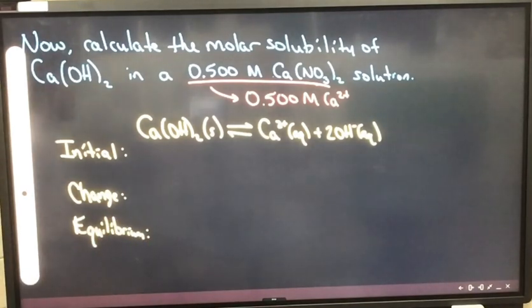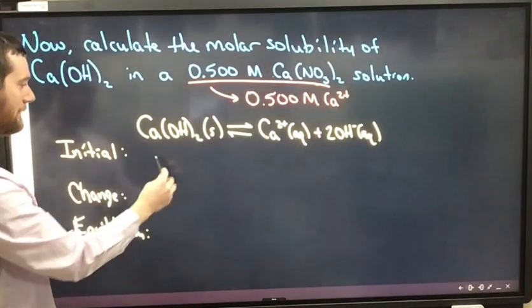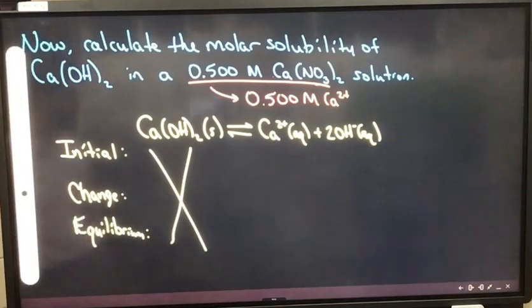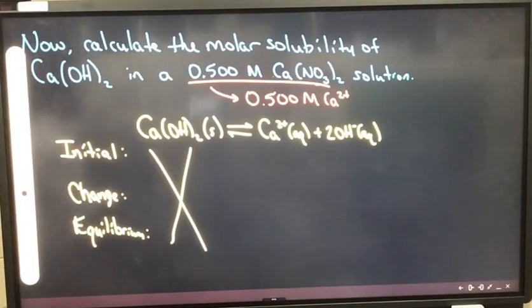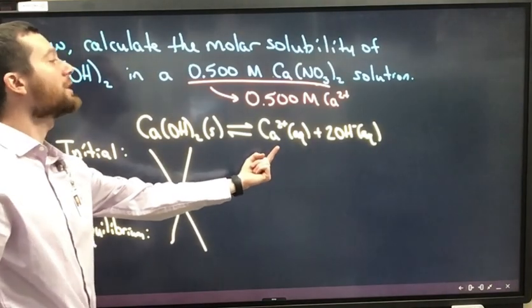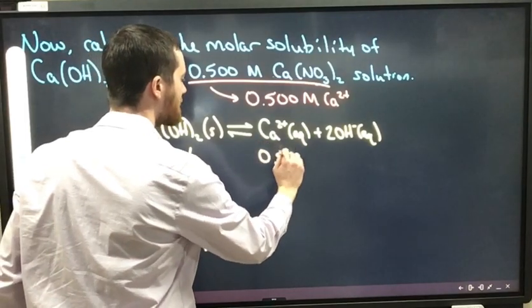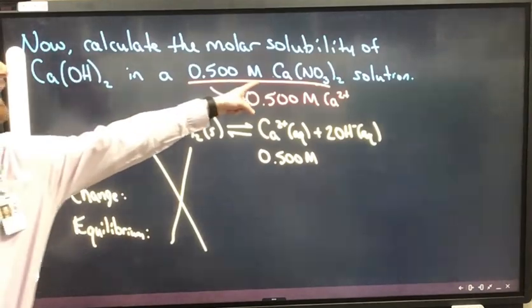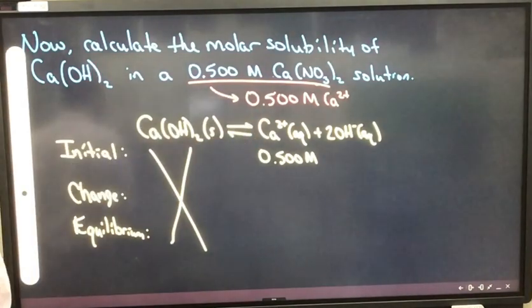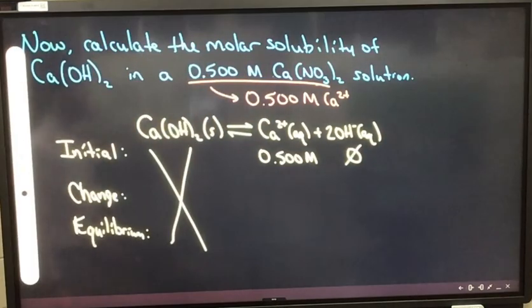Okay. However, since this is a solid and it doesn't appear in the equilibrium expression, I really just don't care about any part of it, which is good because they never told me exactly how much calcium hydroxide I was starting with in the first place. But over here, before the reaction's even begun, you already have 0.500 molar calcium ions due to the calcium nitrate solution providing those common ions. Since nothing's happened yet, you don't have any hydroxide ions.